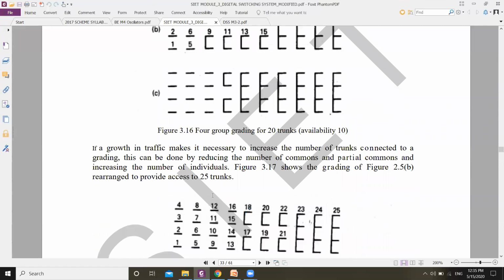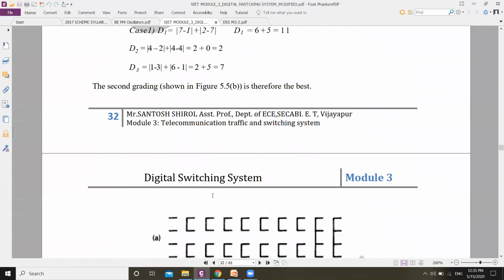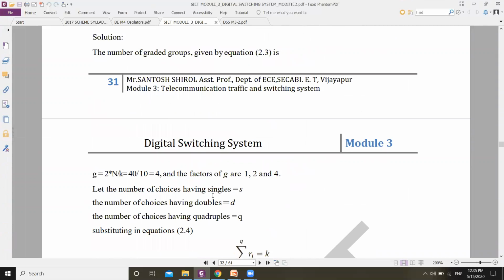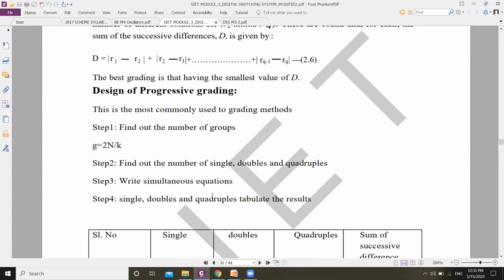So this is all about the progressive design of progressive grading.